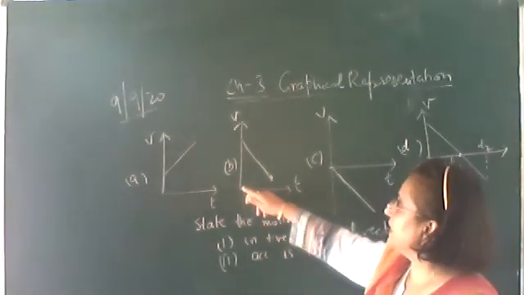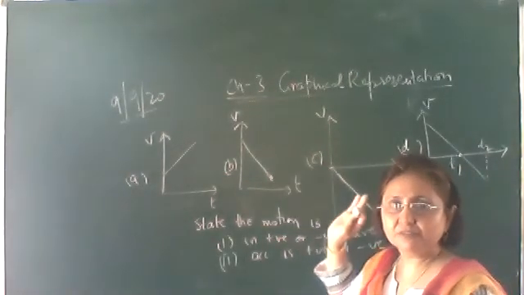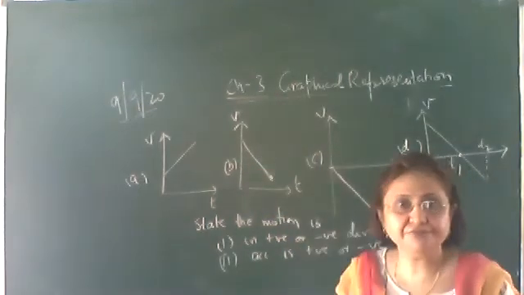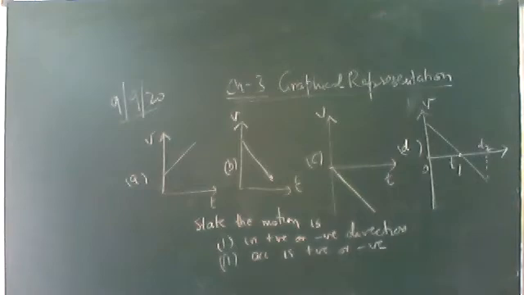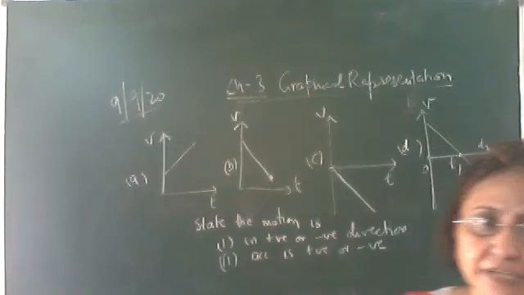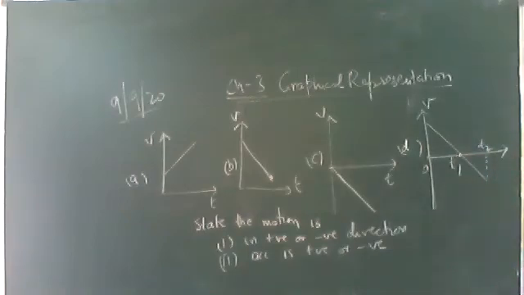Motion in the positive direction means this should be positive. Like here, the velocity positive v-axis, it means the motion is in the positive direction. Negative y-axis means the motion will be in the negative direction. Acceleration positive means the velocity should be increasing. Acceleration negative means the velocity is decreasing. Hurry up, try to do it. You have to state whether the motion is in the positive direction or in the negative direction, and also state whether the acceleration is positive or negative.